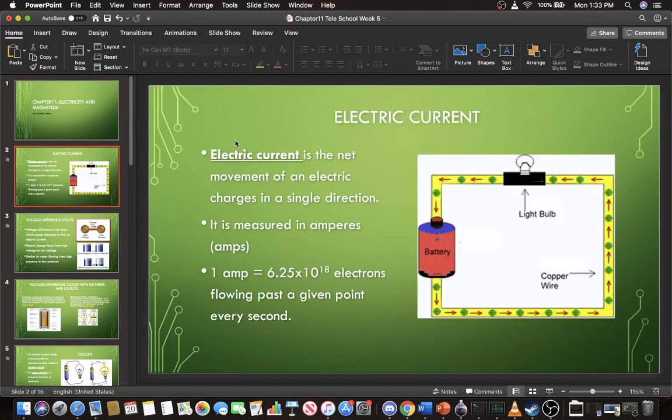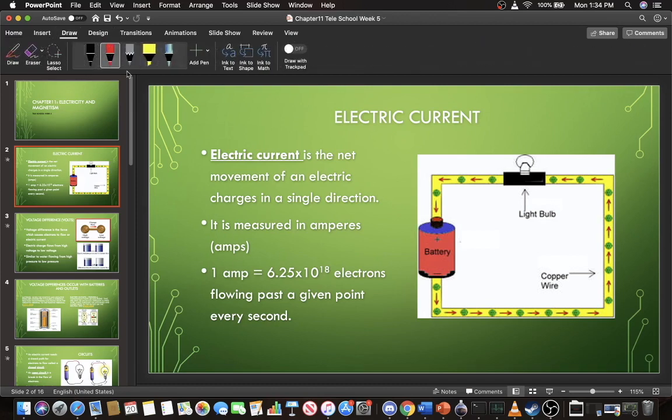So, an electric current. All right. An electric current is the net movement of electric charges in a single direction. As this diagram is showing, let me grab out my pen here. We have all of our electric charge going in this direction, from the battery's negative side to the light bulb, and then the light bulb back to the positive side. Okay?